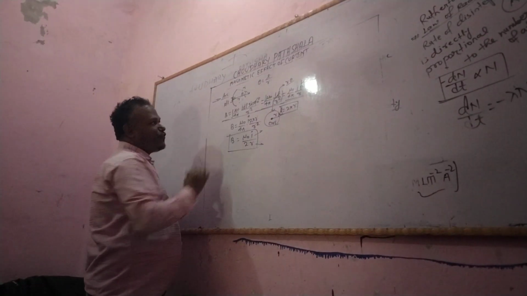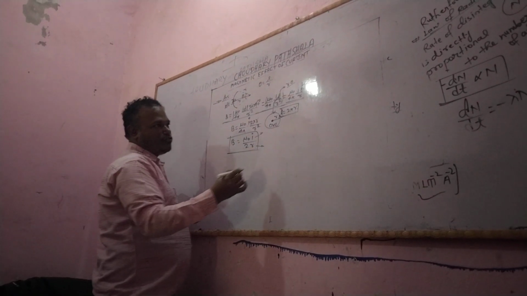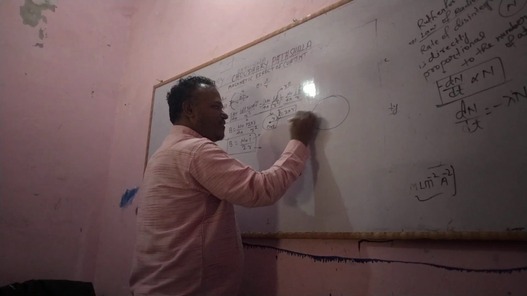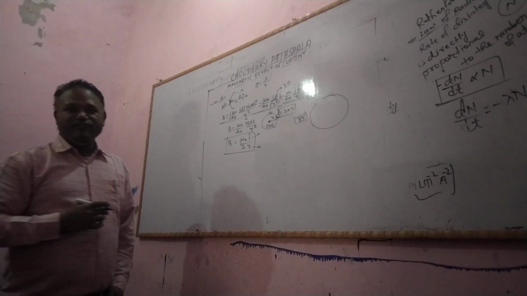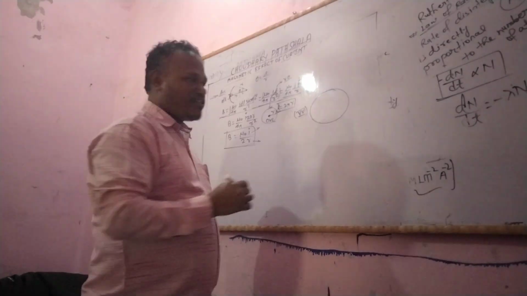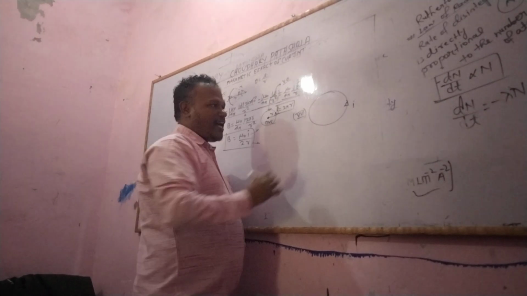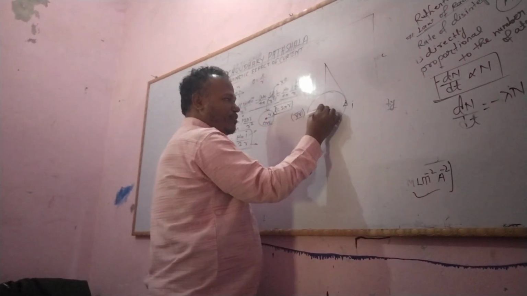So this is the magnetic field due to a ring, from Biot-Savart's law. This question is asked as a long question, but I will not discuss the long question here. Here a ring is given, and you have to find the magnetic field at a distance r from here.